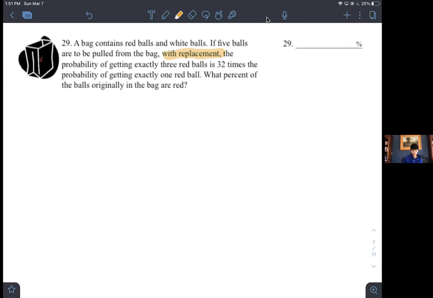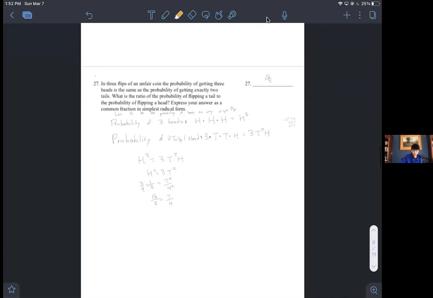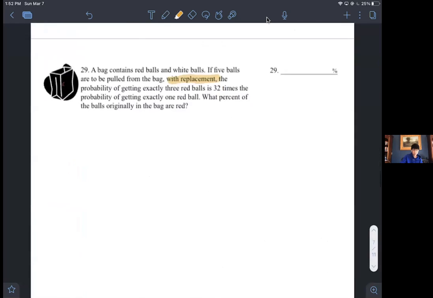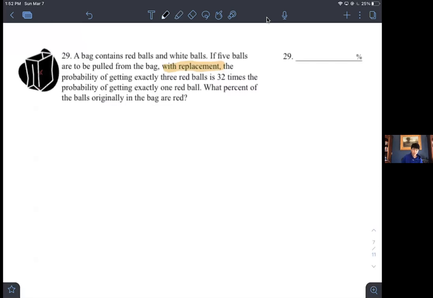And this should be pretty familiar. It's basically the exact same problem as 27. For all intents and purposes, it's the same problem, just with different numbers. Okay, and this one's also more complicated.